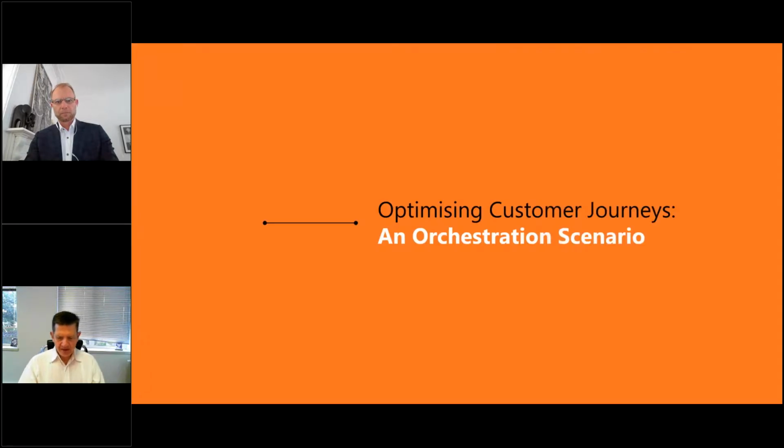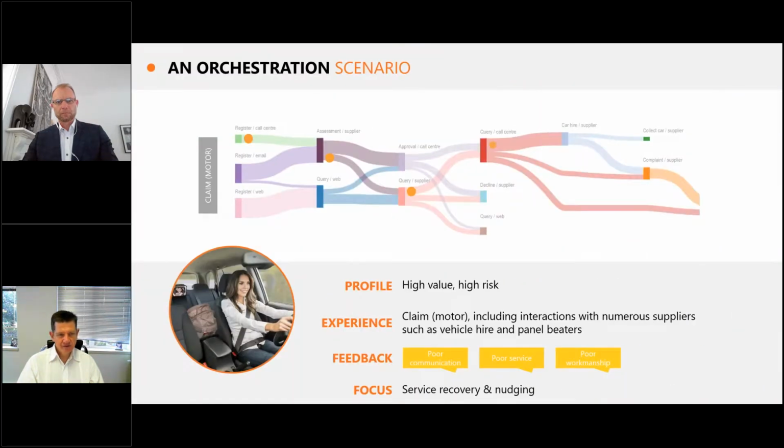I want to wrap things up by taking you through a scenario at a slightly more detailed level. This particular scenario is one where we've got a customer interacting and having a couple of challenges in terms of getting a motor claim resolved. So the context is a high-value customer that's at high risk. The experience is that they've gone through a motor claim.